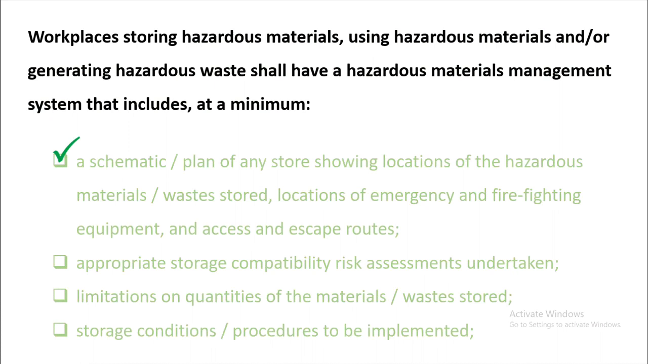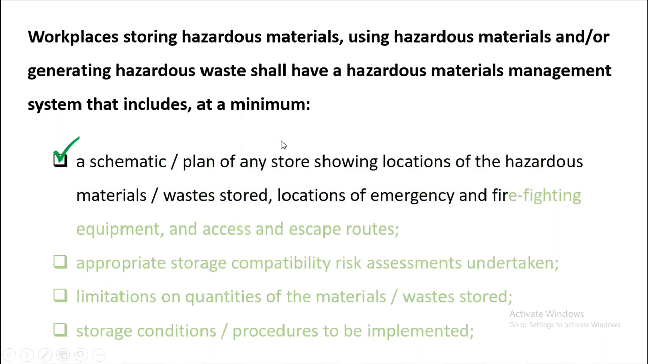Workplaces storing hazardous materials, using hazardous materials and or generating hazardous waste shall have a hazardous materials management system that includes, at a minimum, a schematic plan of any store showing the location of the hazardous material and waste stores, the location of emergency and firefighting equipment, and access and escape routes. This is very important. For example, if you have an incident and you call the civil defense or the fire department to respond because of an emergency, this plan is very important so that they know the location of the hazardous material storage, the location of the firefighting equipment, and the safe escape routes from that location.